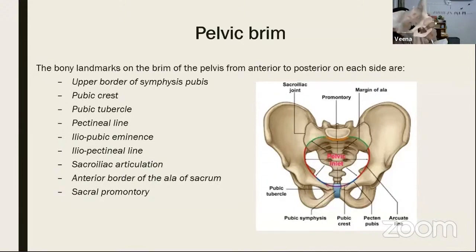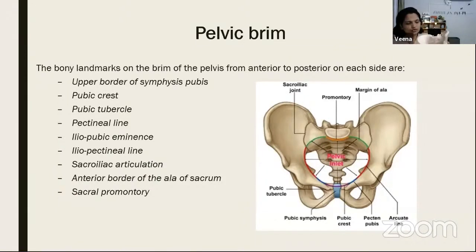You can again see a prominence here. Can you see this eminence here? Okay, that is the iliopubic eminence. And this is the sacroiliac joint here. Is the joint visible? Yes, ma'am. This is the sacrum, and this is the ilium. So, the sacroiliac joint. And then we have the ala of the sacrum, the wing of the sacrum like this, and then the sacral promontory. This is one half of the brim.